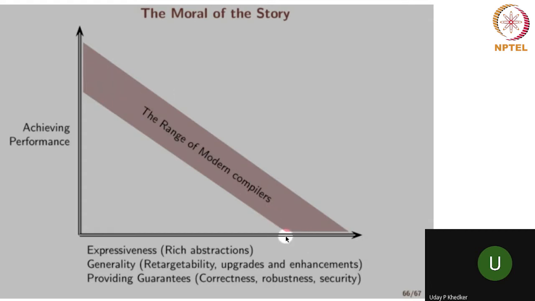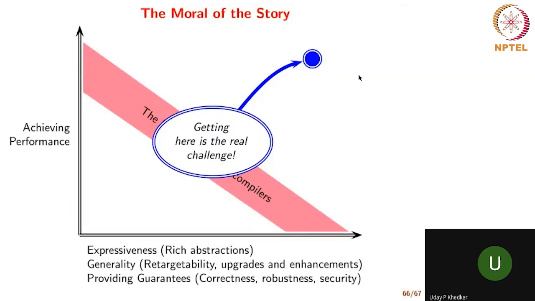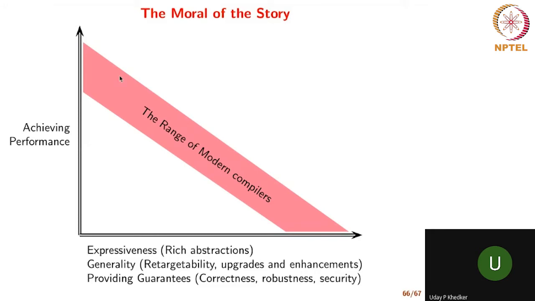Or you can have an extremely rich language but low performance. Compilers, or even interpretation, for functional languages fall in this range. Of course, they're not as bad in achieving performance as they were earlier, but compared to highly efficient compilers, their efficiency is still much less. Okay, so the goal of getting here is the real challenge. Can we achieve performance and yet give guarantees and have an expressive language? So we might keep playing on this range.